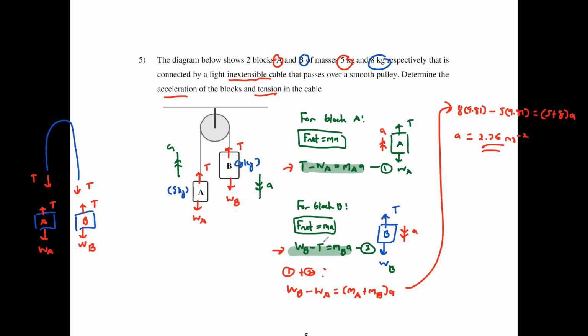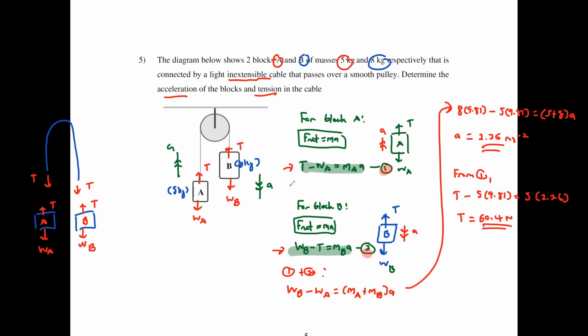So now if you want to find out your value of tension, just use either equation 1 or equation 2. It doesn't matter which one you use. Maybe I just use equation 1. From 1, T equals 5 times 9.81, which would then be equal to 5 times 2.26. So T is 5 times 2.26 plus 5 times 9.81, the tension will be 60.4 Newton. Okay, so this is how you find your answer.